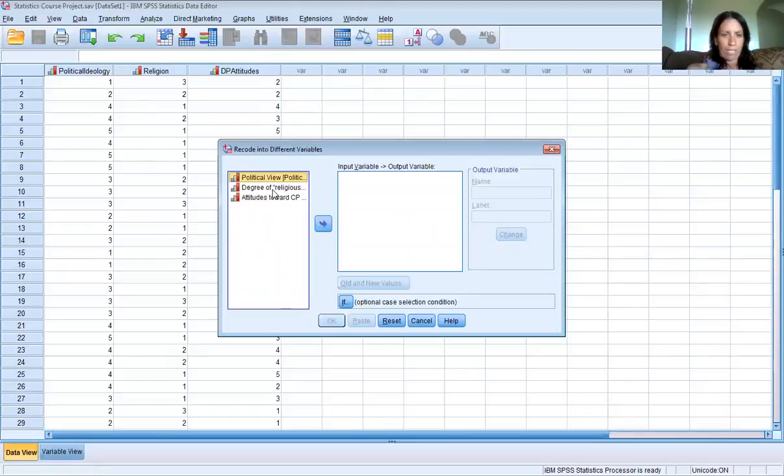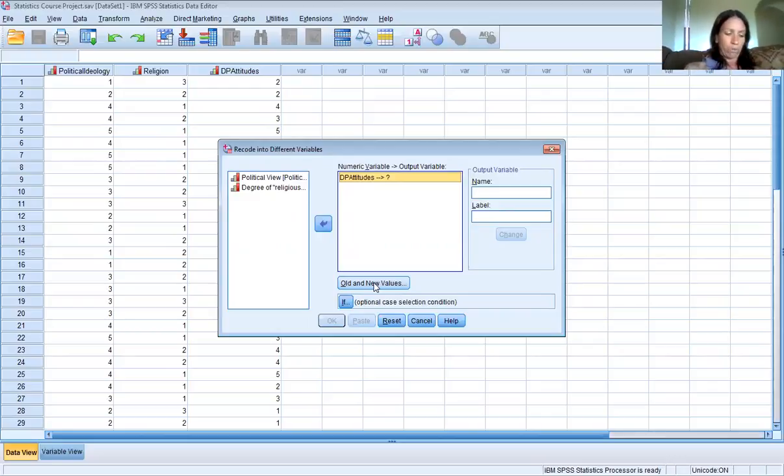I am recoding attitudes toward capital punishment. Old and new values. You should decide ahead of time how you are going to recode. So my original scale was a 5. There were 5 response options. 1 was strongly opposed, 2 was opposed, 3 is neutral, 4 was support, and 5 is strongly support.